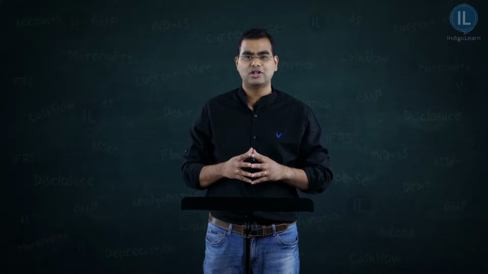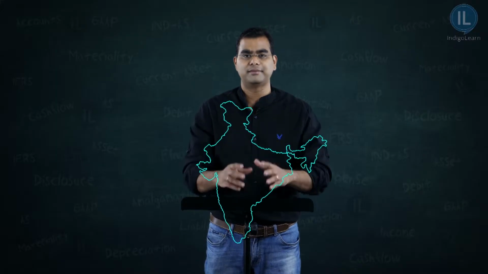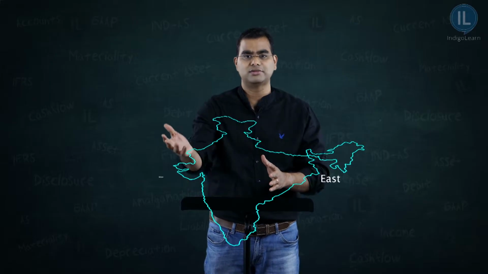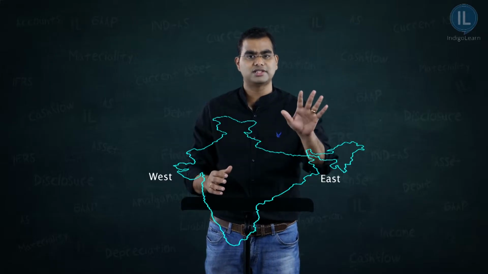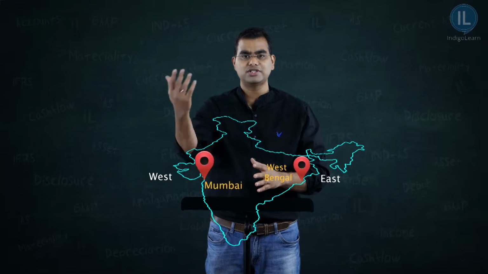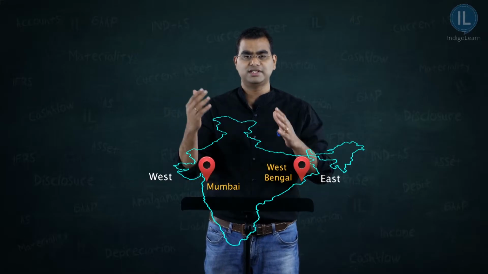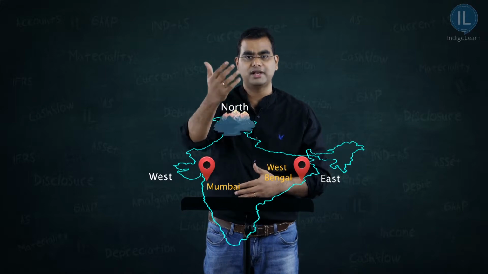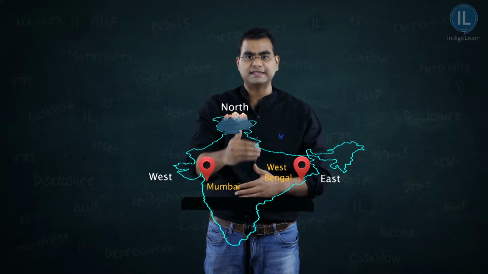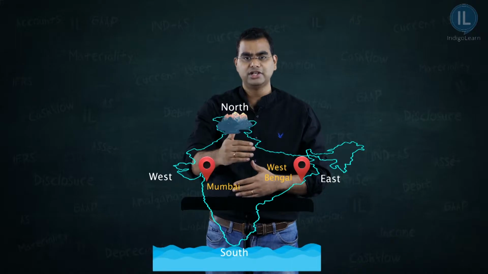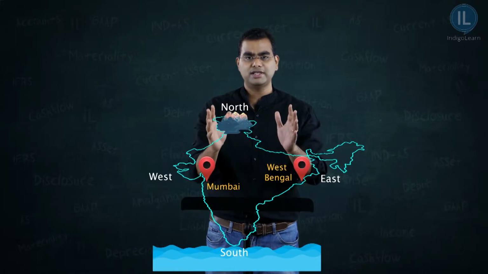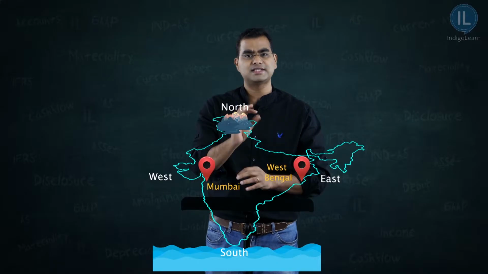The easiest way to solve these problems is to imagine an India map. Imagine there's an India map here. This is the eastern part, this is the western part. East is where we have the northeastern states, West Bengal, and west is where we have Mumbai. If this is west and this is east, this is the northern part, where we have the Himalayas and Jammu and Kashmir. And this is the southern part, where we have the Indian Ocean and Sri Lanka below. So always imagine there is an India map, and then solving the problem becomes very, very simple.